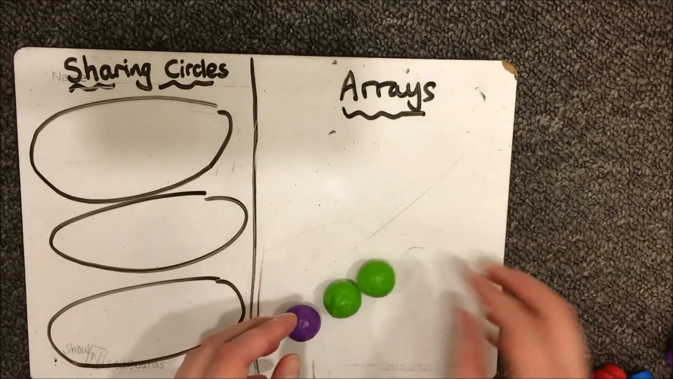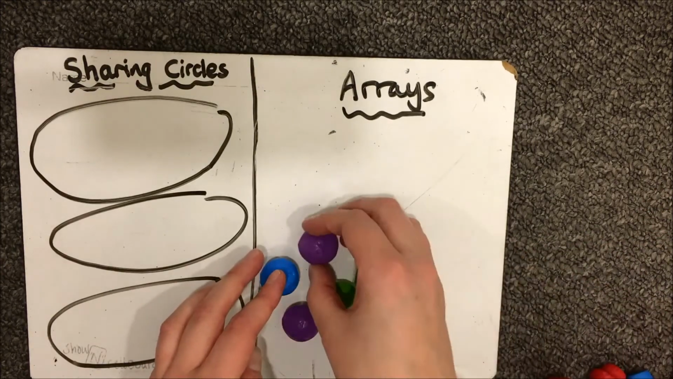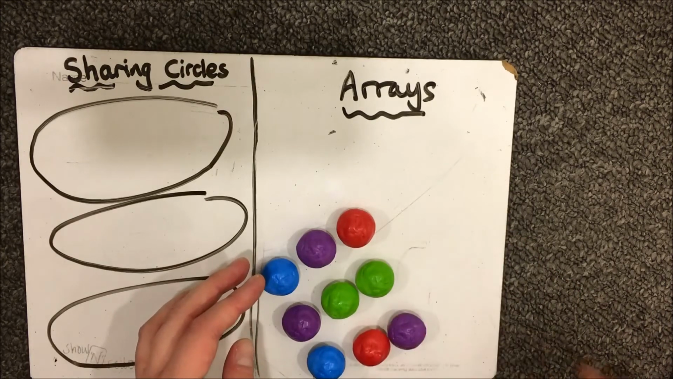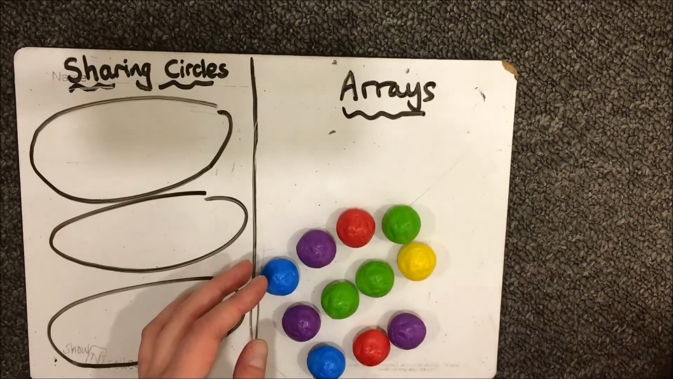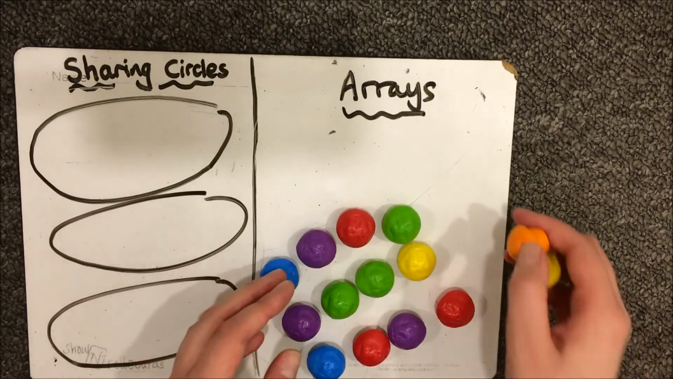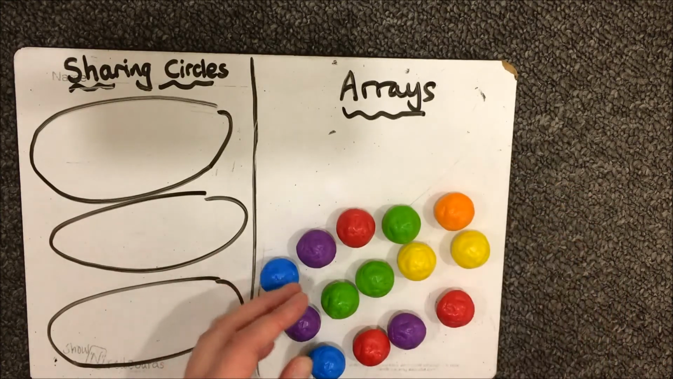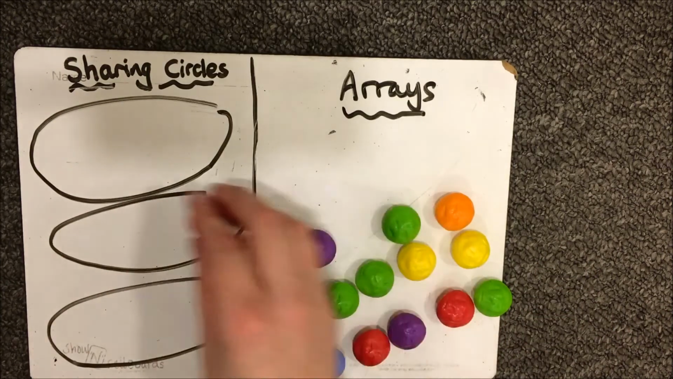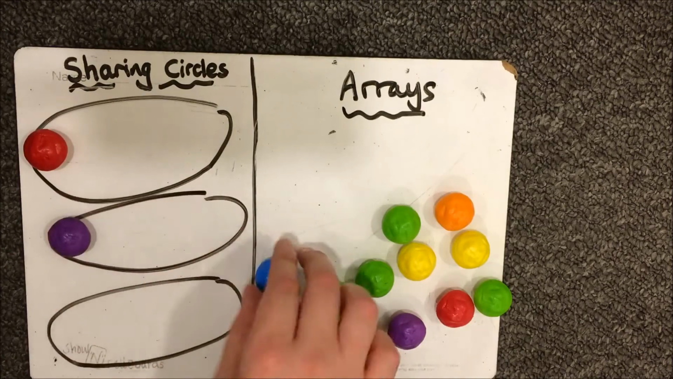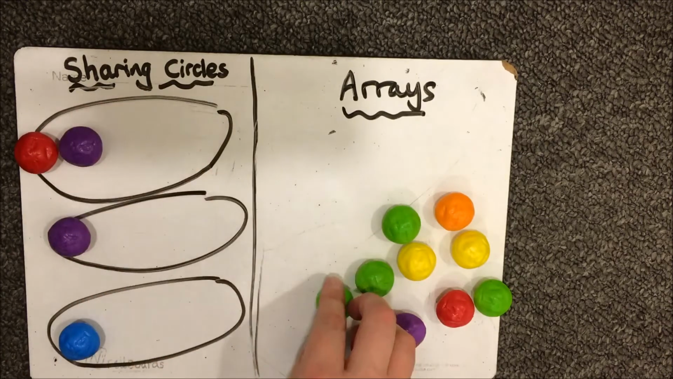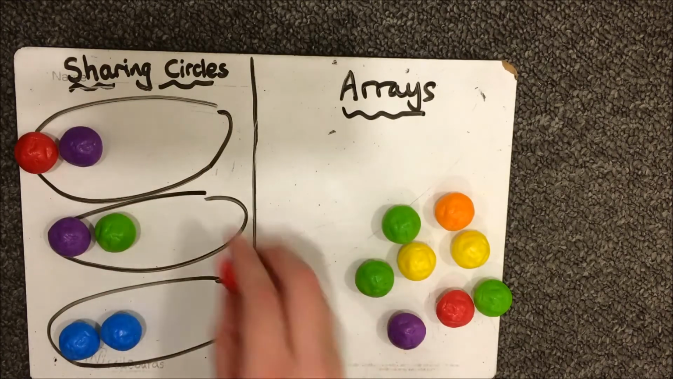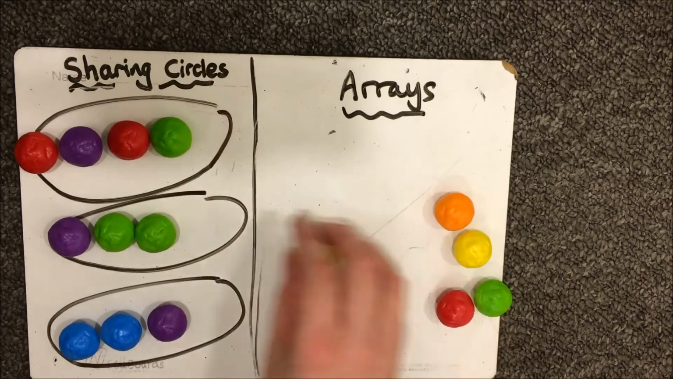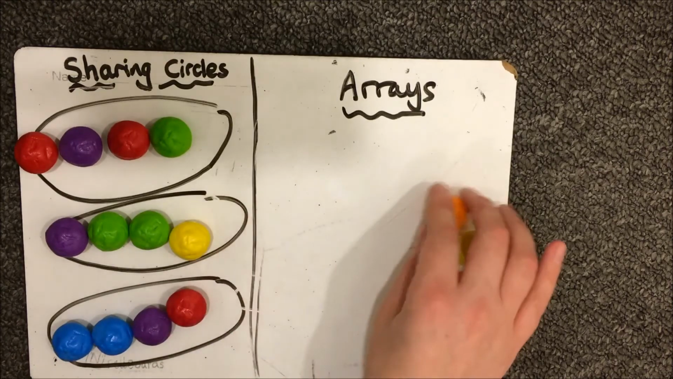1, 2, 3, 4, 5, 6, 7, 8, 9, 10, 11, 12, 13, 14. Oh look, I've almost made an array. 15. So I'm sharing out 15 into 3 boxes, doing the one for me, one for you method. So I've got 1 each. Now they've got 2 each. Now they've got 3 each. Now they've got 4 each. Now they've got 5 each.